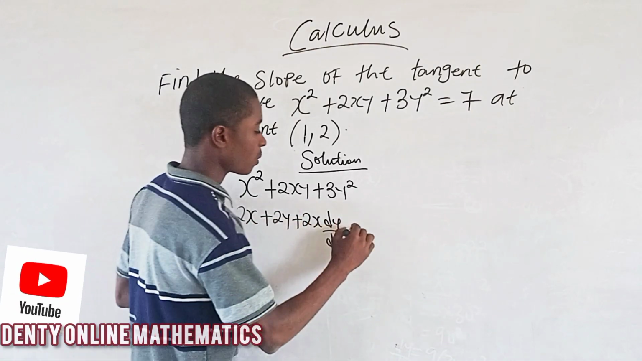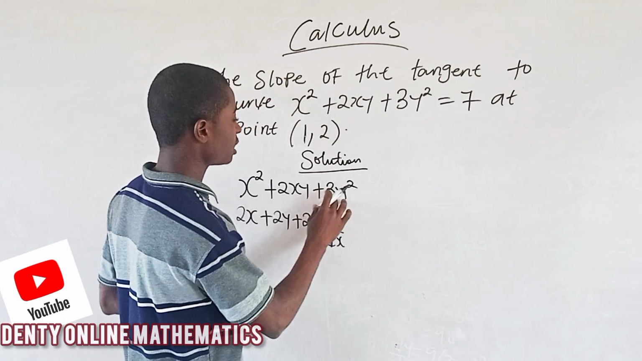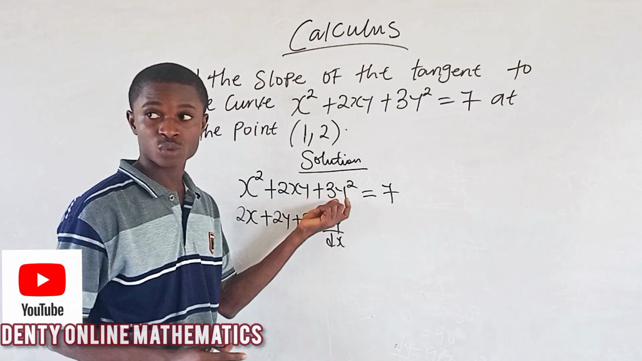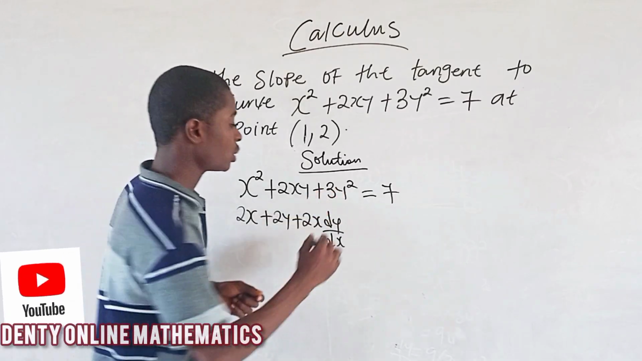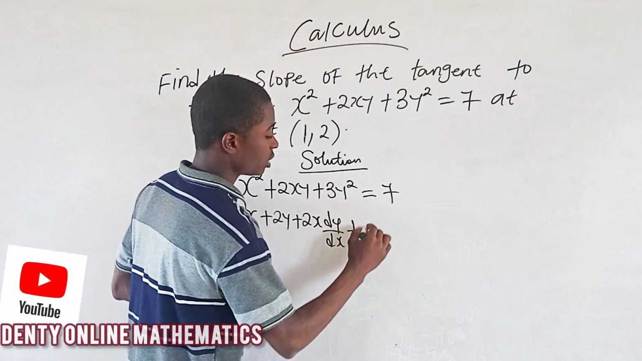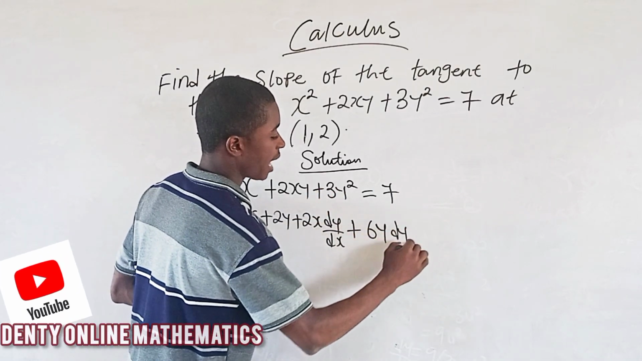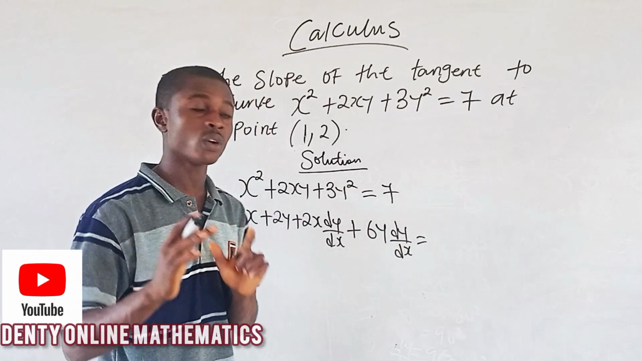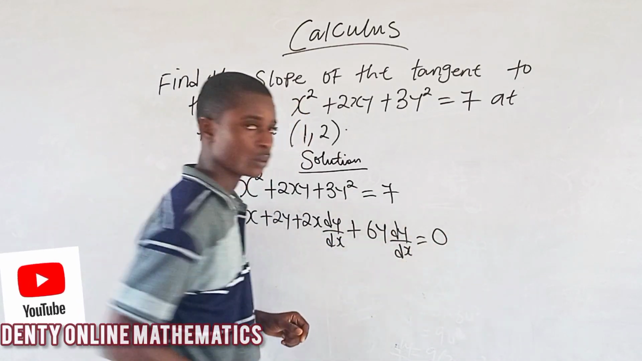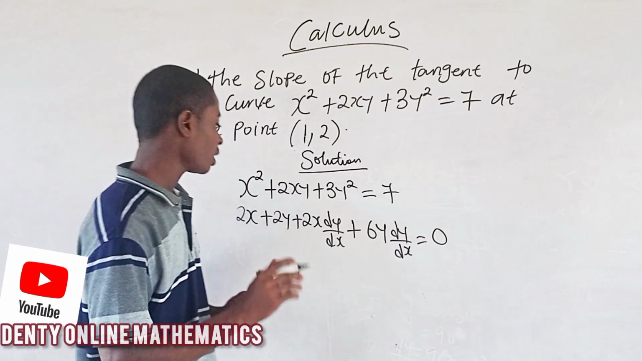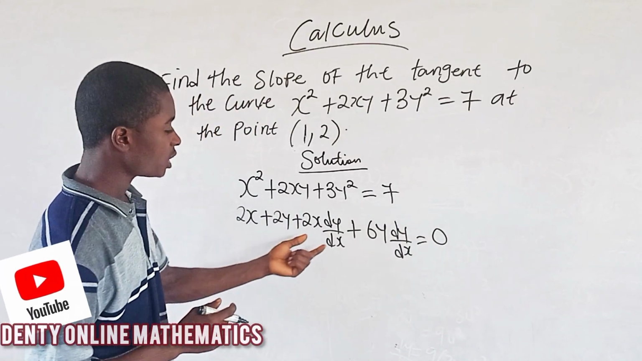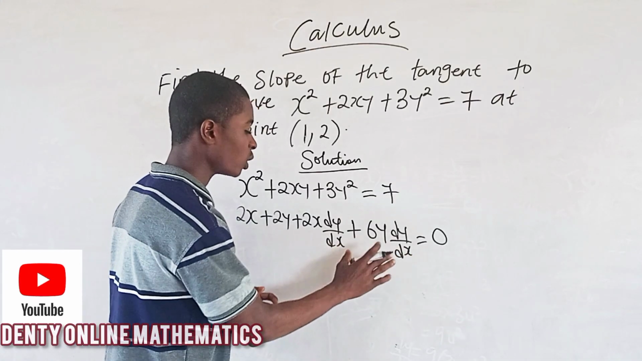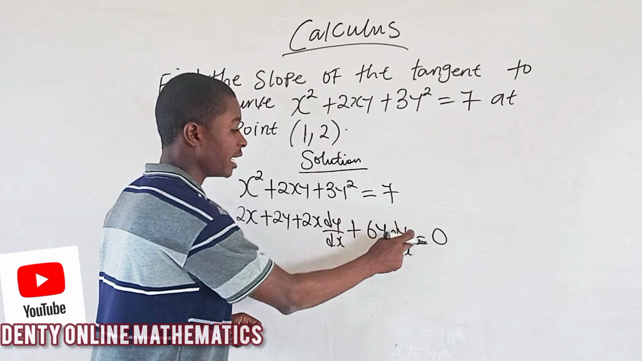Now this also, remember all of this is equal to 7. So if we differentiate this with respect to y, this will give us plus 6y dy dx to be equal to what? The derivative of a constant is 0. Now let's observe something. We see dy dx, see dy dx. That means these two are common. What makes them common is dy dx and dy dx.